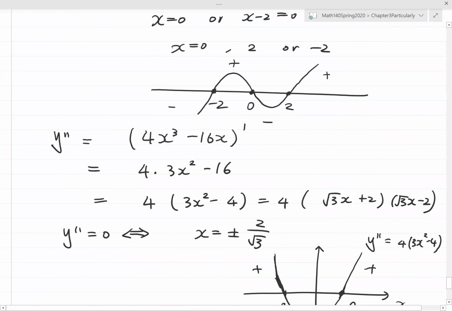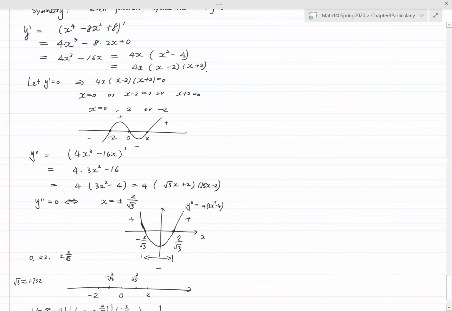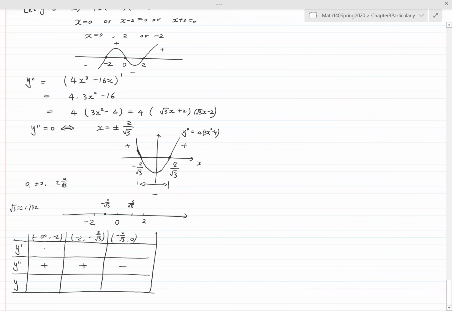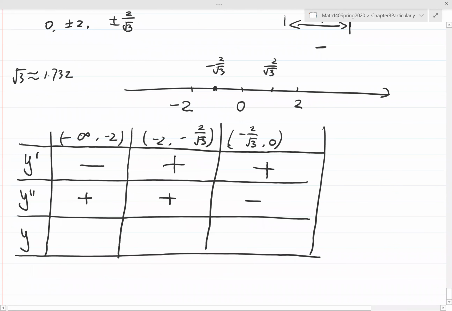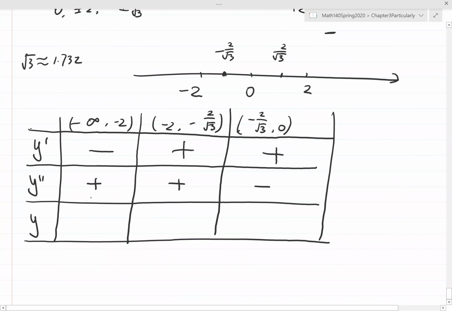You see, the y derivative from negative infinity to negative 2 is negative. From negative 2 to 0 it is positive. So they are positive here. So by the increasing-decreasing test, for y prime on the first interval, negative infinity to negative 2, the y derivative is negative, so it's decreasing.